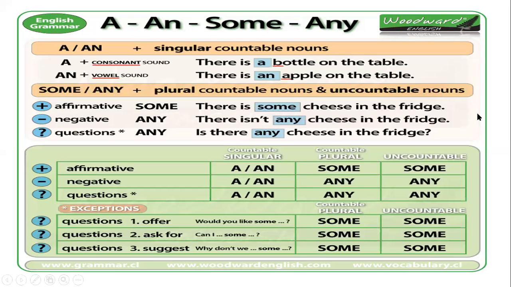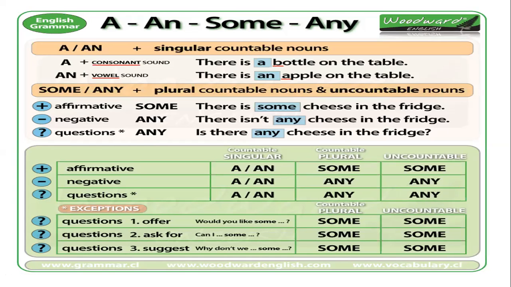Okay, remember that any can be used for three. Any lo podemos utilizar en las tres formas, ¿verdad? Affirmative, negative, and questions. And we have the plural, countable plural, we say some for affirmative, any for negative, and any for questions. And it can work for countable plural and uncountable. Podemos utilizarlo para nombres contables en plural y también para los no contables, ¿verdad? Ya dijimos que los no contables no tienen plural, todos son singular.